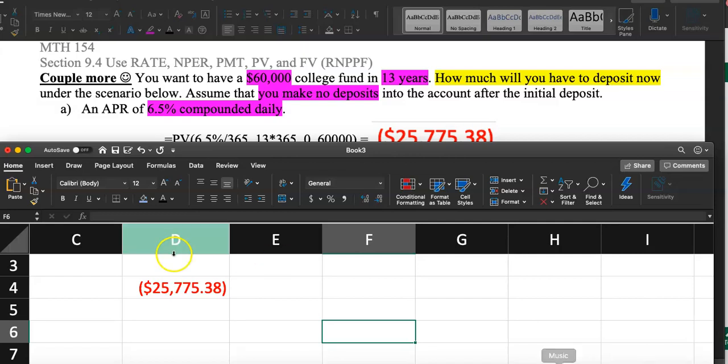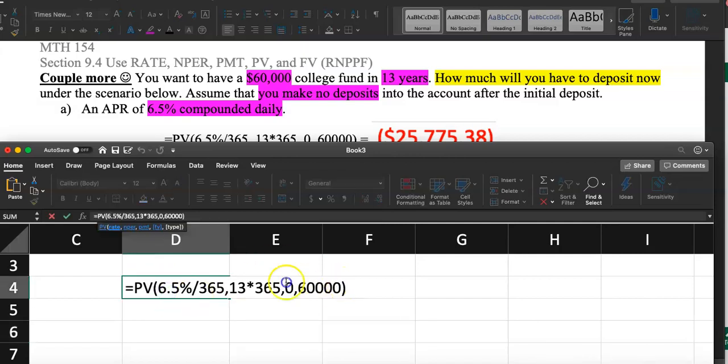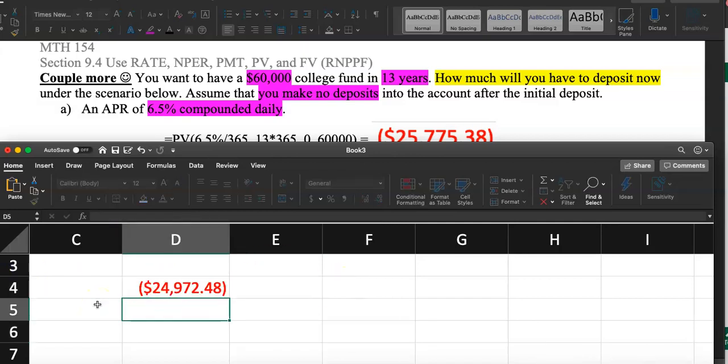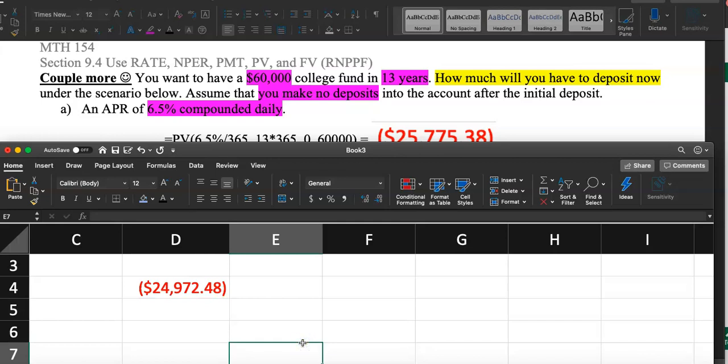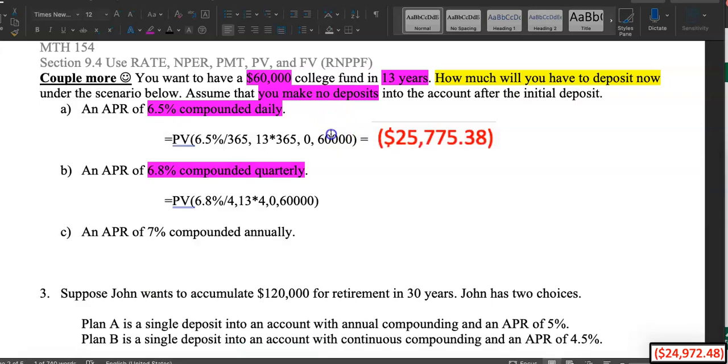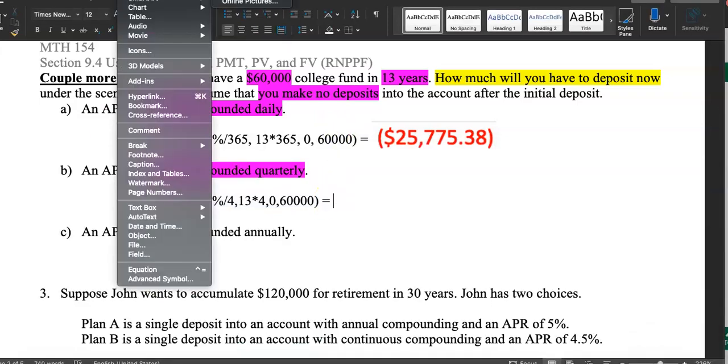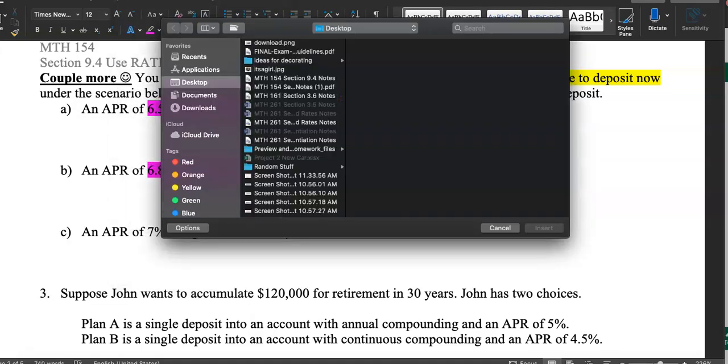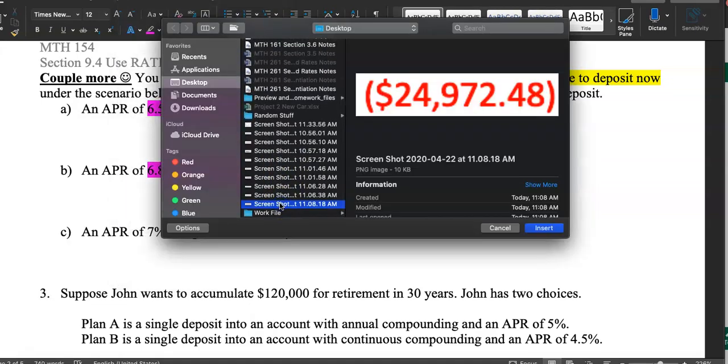But let me go ahead and type this in. I'm just going to go ahead and copy what I typed, and I hit enter. The answer is $24,972.48. Okay? All right, let me go ahead and put the answer here. I hope you're getting this. Is this okay? All right.